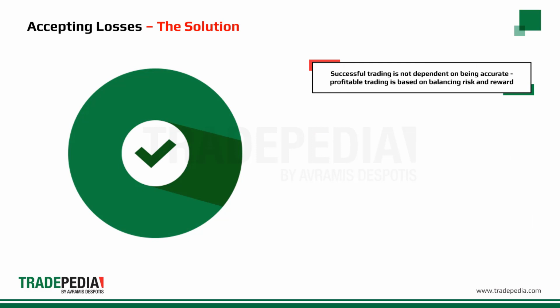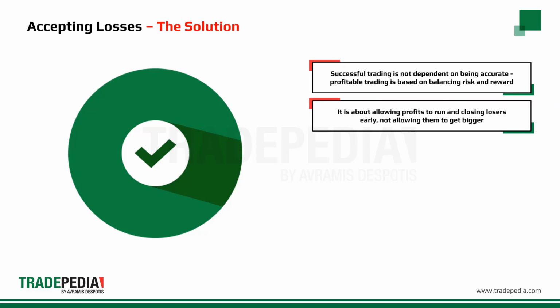However, successful trading is not only dependent on being accurate, with most professional traders stating that they are correct less than half the time. Profitable trading is based on balancing risk and reward. It is about allowing profits to run and closing losers early, not allowing them to get bigger. Amateurs care about being right. Professionals care about making money.